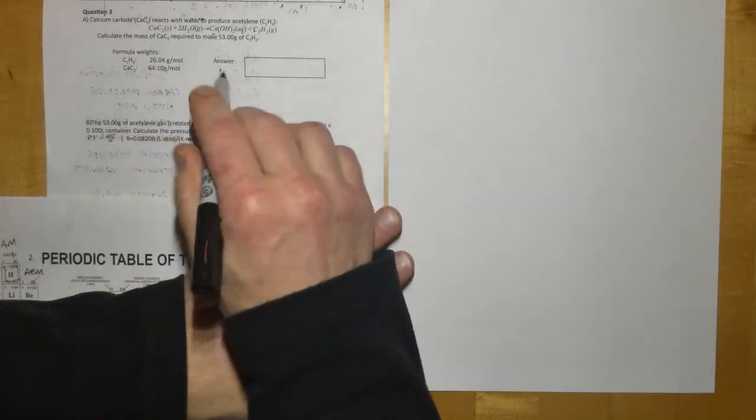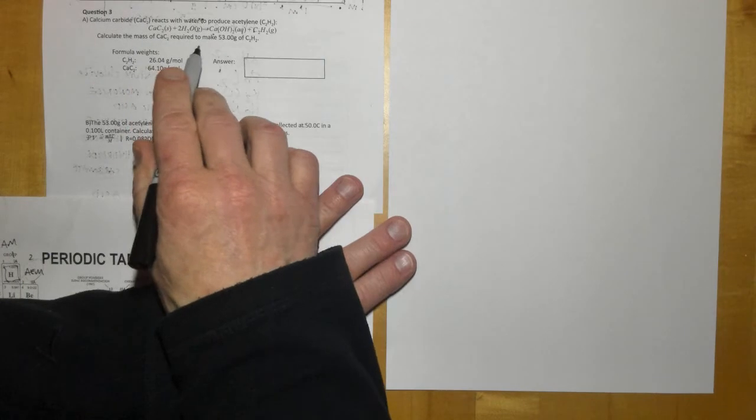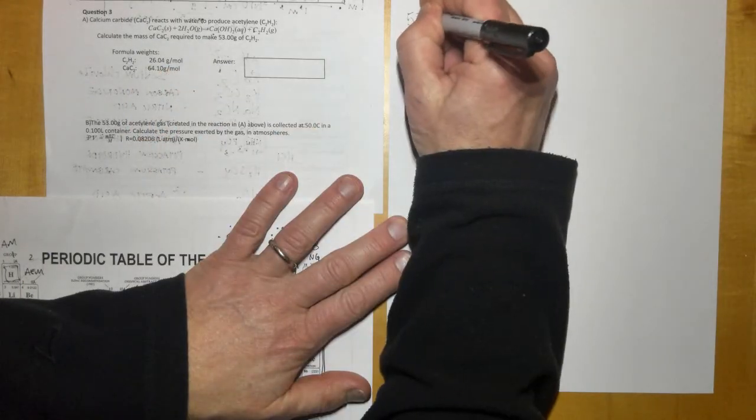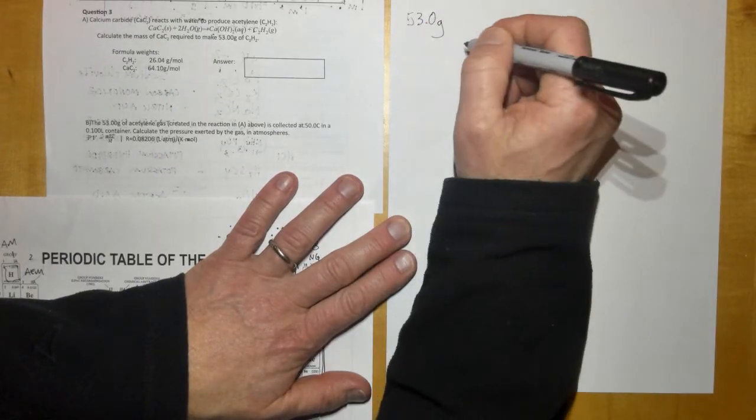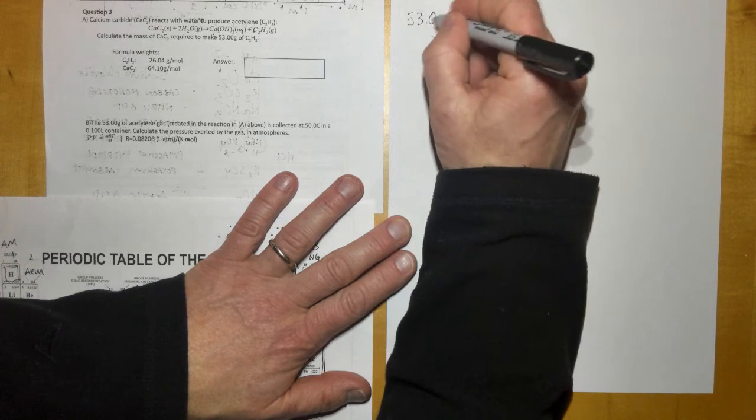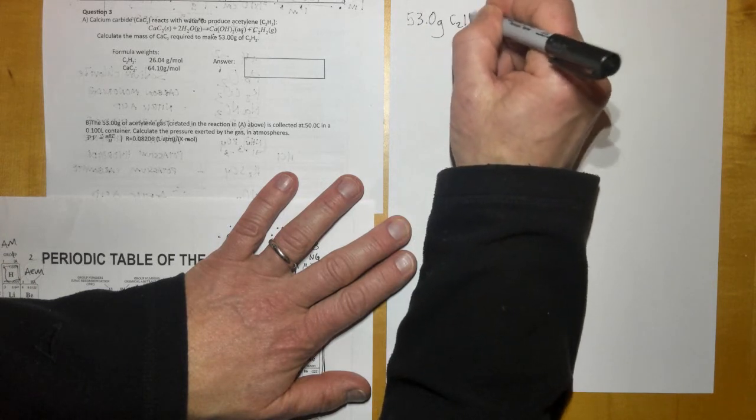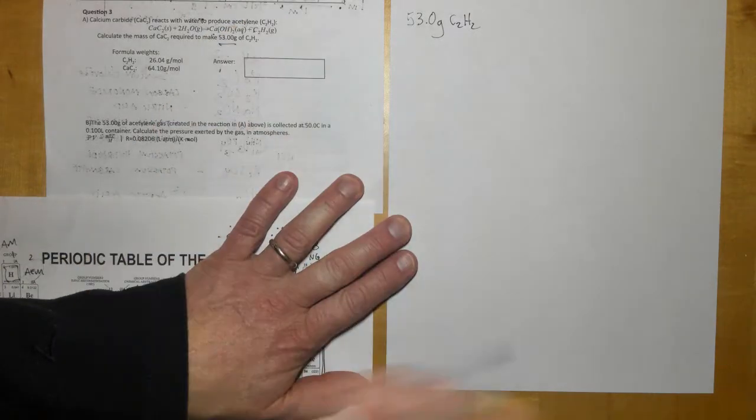All right, this is question number 3. Calcium carbide reacts with water to produce acetylene. Calculate the mass of this required to make 53 grams. So we start with 3 sig digs right there, of 4.2 zeros there, of C2H2. You can see that right there. So we'll end with 4 sig digs.